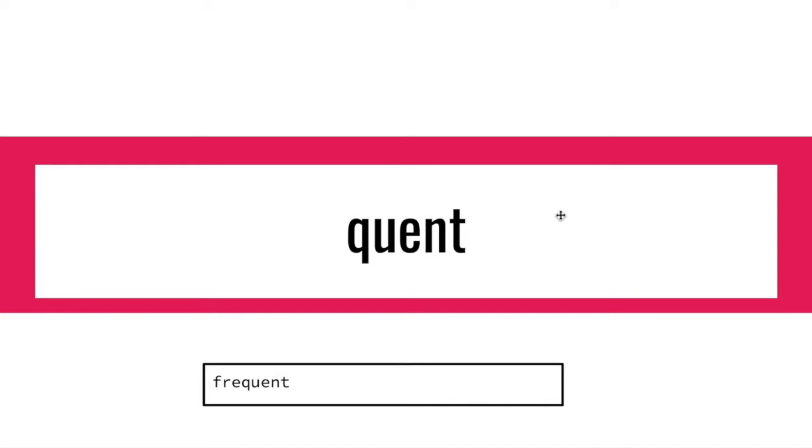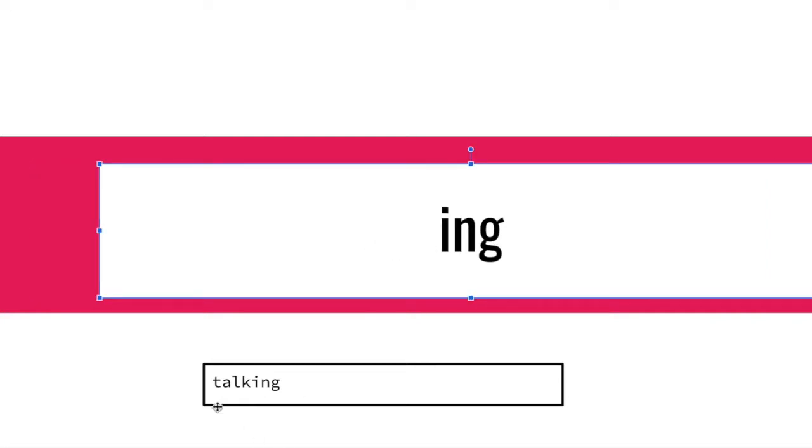This is quent, read, quent, spell. Good, Q-U-E-N-T, quent, like frequent, which means a lot. We know this suffix that comes at the end of words. Ing. Spell. I-N-G. Ing. Like talking.